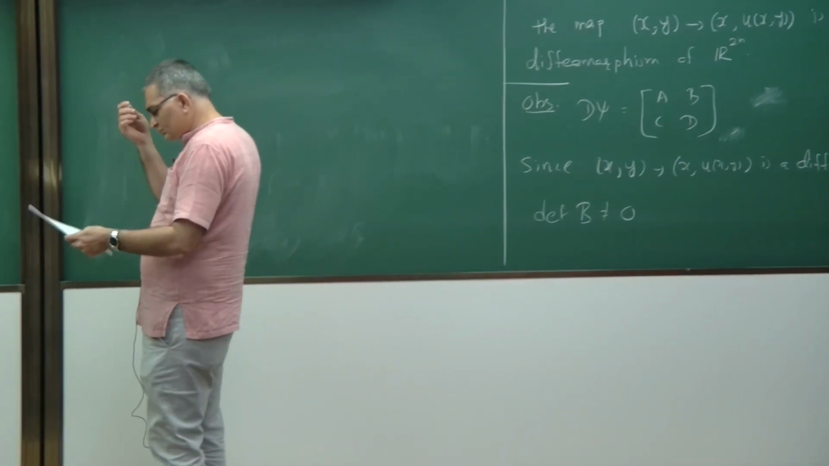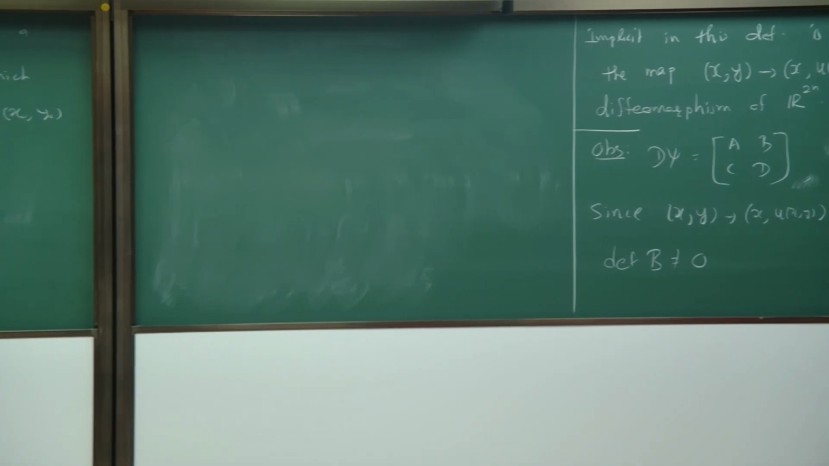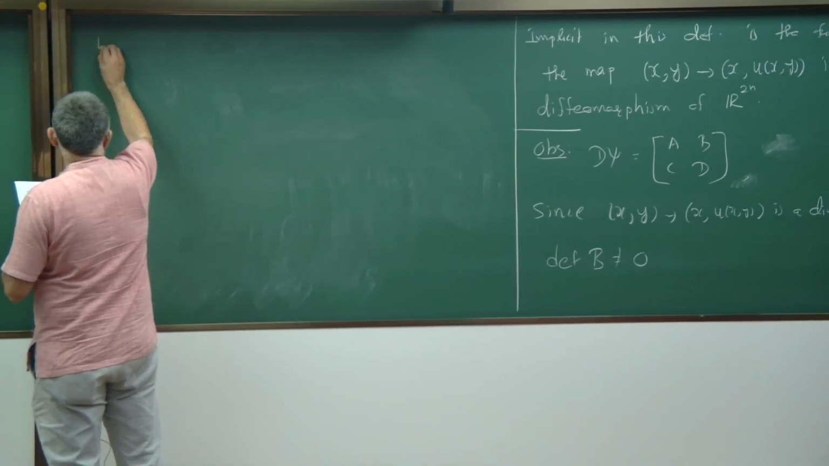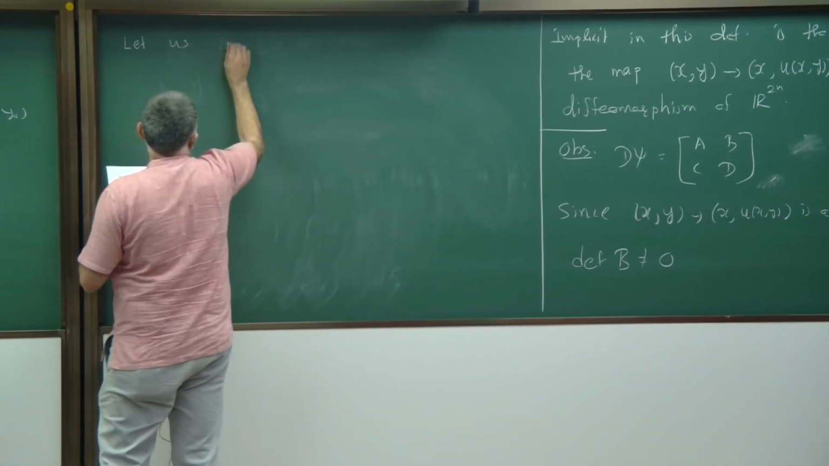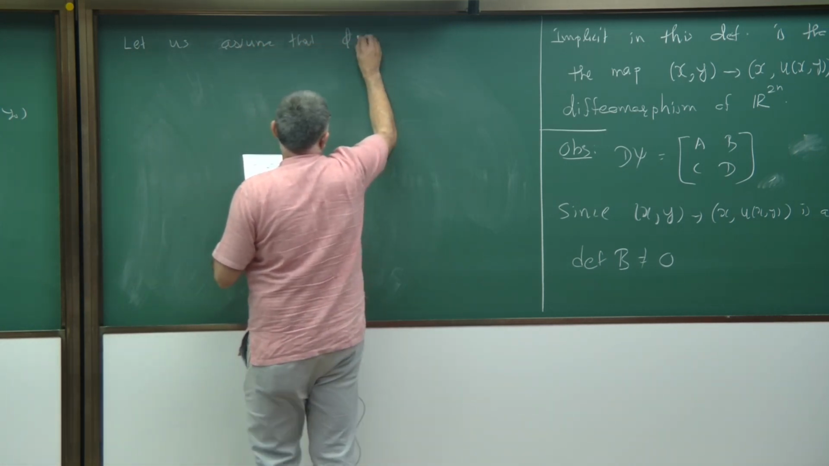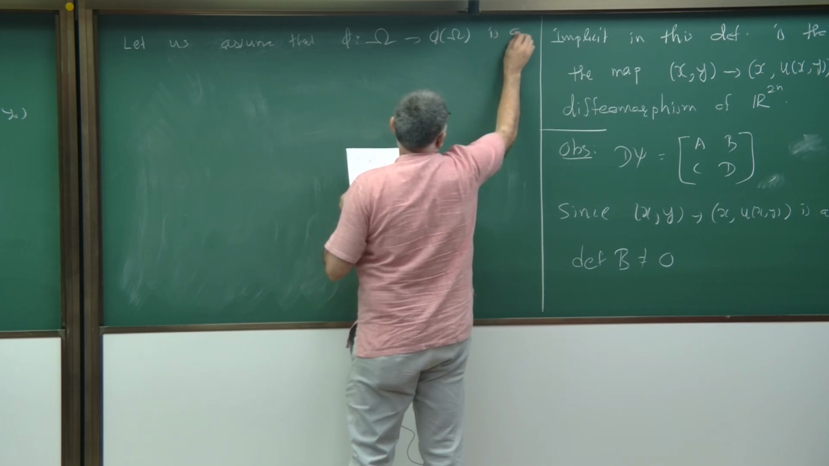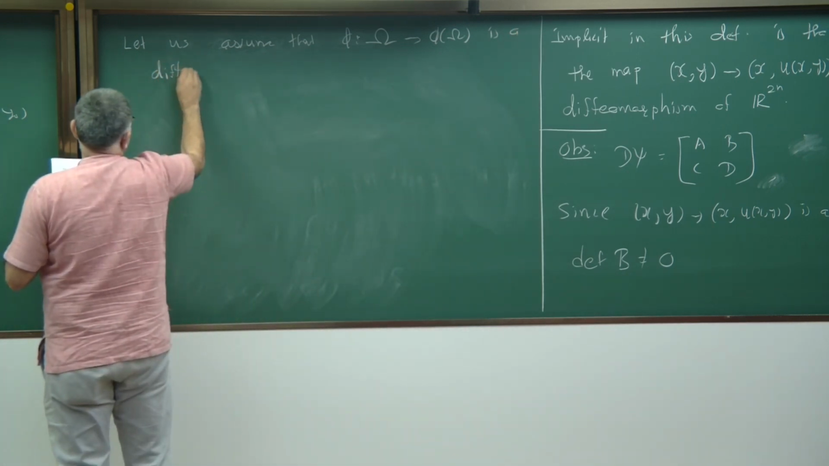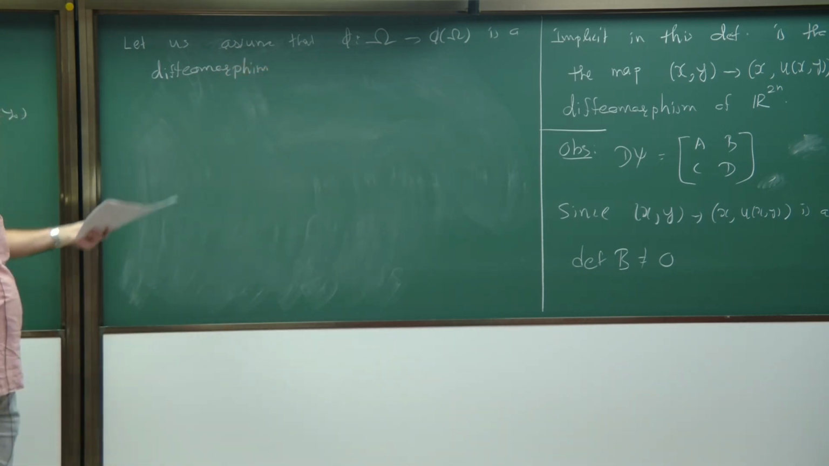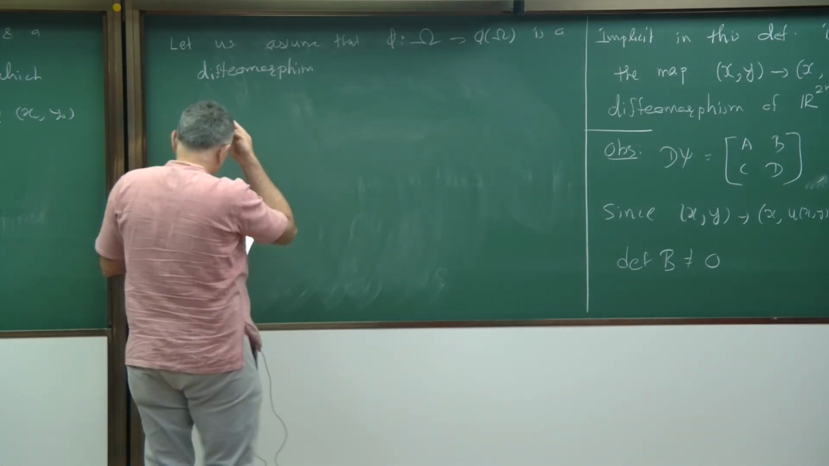Okay. So, let us assume that phi from say some omega to phi of omega is a diffeomorphism. This I am assuming because the determinant is non-zero. So, there will be some open set containing x naught.